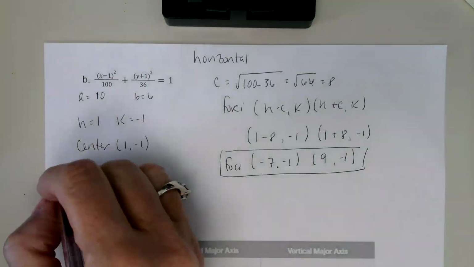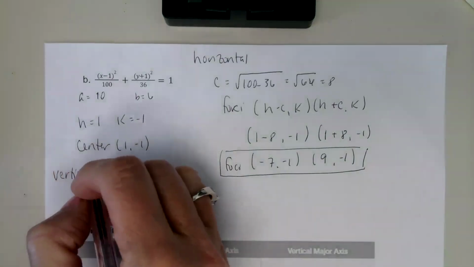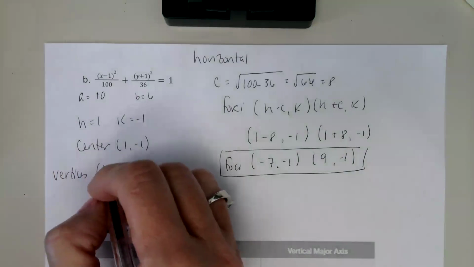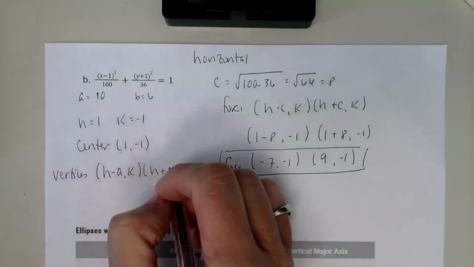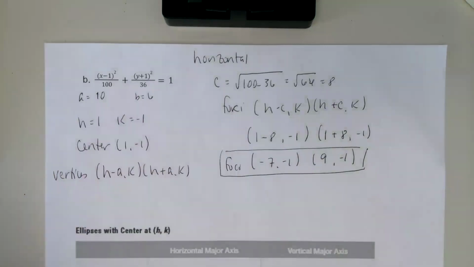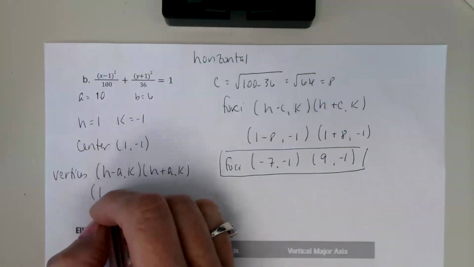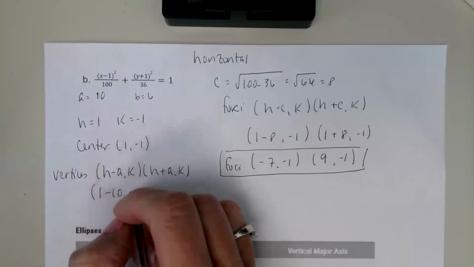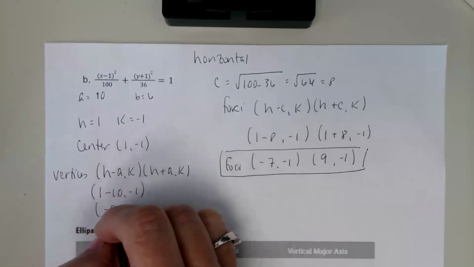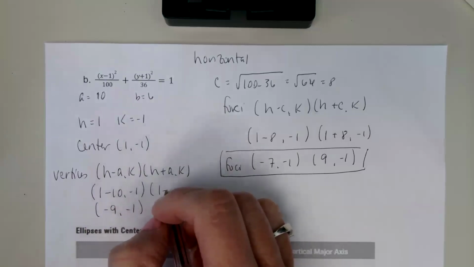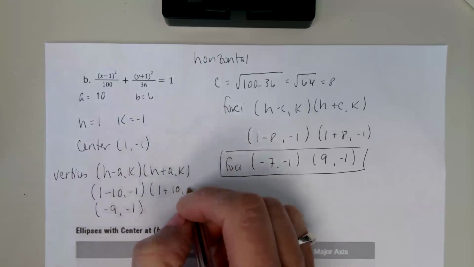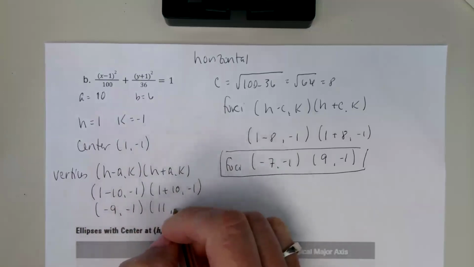And then our vertices are at (H minus A, K) and (H plus A, K). So we have 1 minus 10 comma negative 1. So that one's at (negative 9, negative 1). And then we have 1 plus 10 comma negative 1. So the other one's at (11, negative 1).